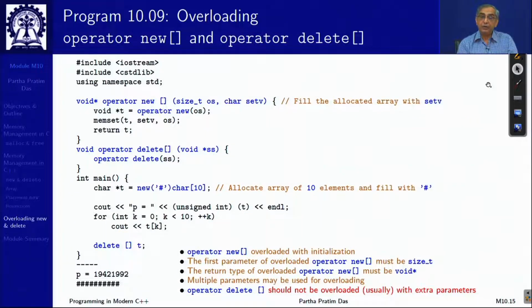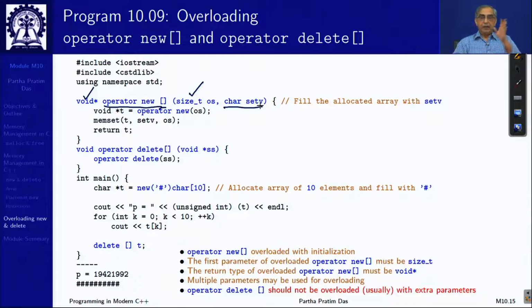You can overload array new and array delete similarly. The rules are the same: the operator name, operator new, array symbol. The first operand is mandatory, which is size t, and the return type is void star. Just for illustration, I have introduced another parameter, a second parameter. In this second parameter, I am passing a character.